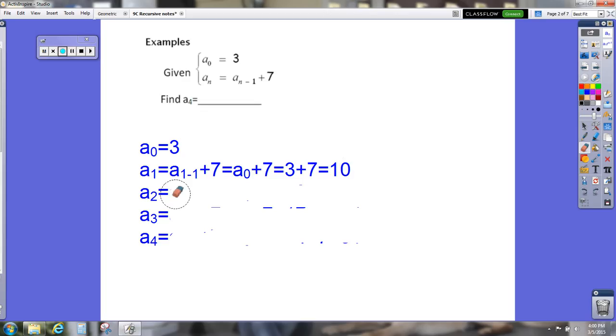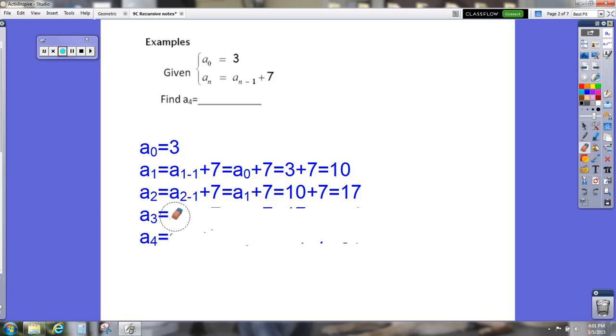All right, now I need to find my second term. So that means I'm going to take 2 and plug in the place of n. That's going to give me a sub 1 plus 7. Well, from the previous problem, I found that a sub 1 was 10. So 10 plus 7 is 17. So a sub 2 is 17. We're going to continue this recursive pattern, adding 7 each time until I get to my desired term, which in this case is my fourth term.